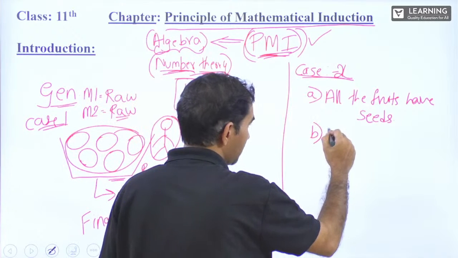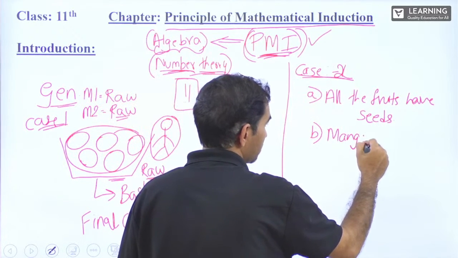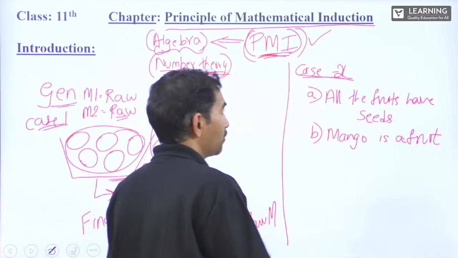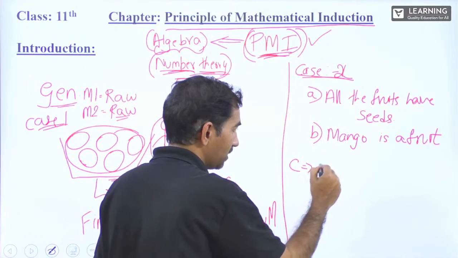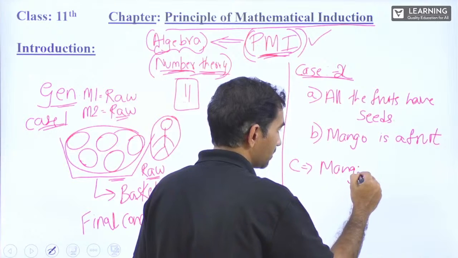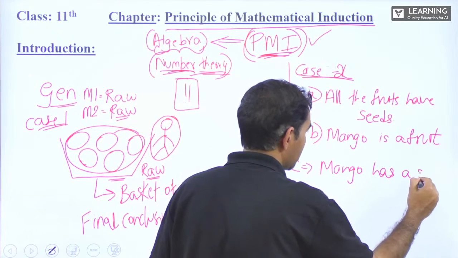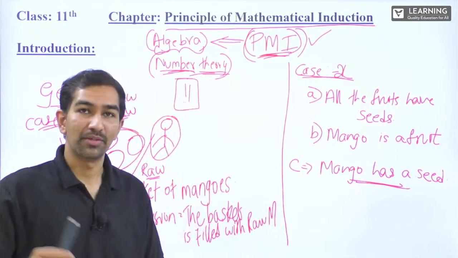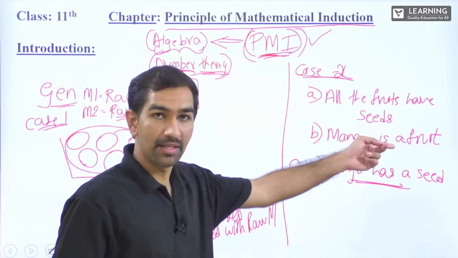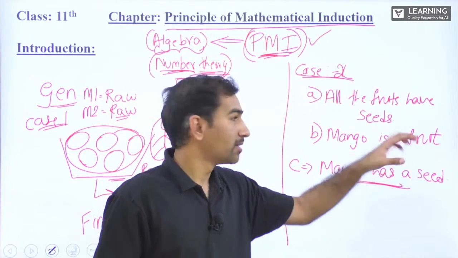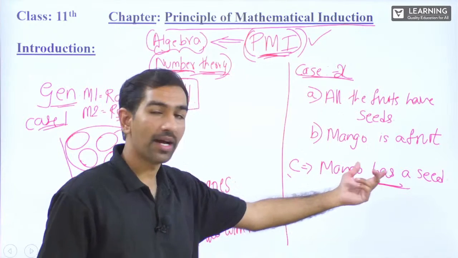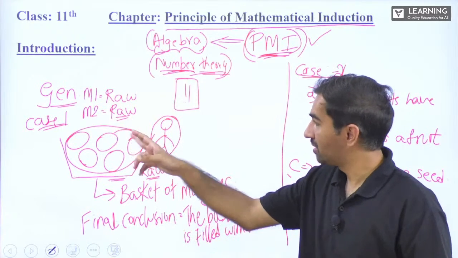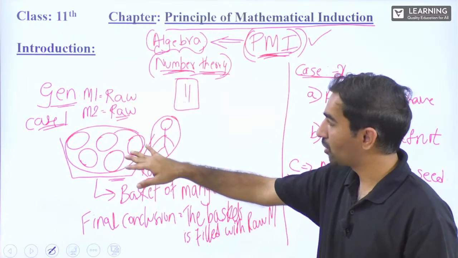Next, B, mango is a fruit. So from these both statements, what can we derive? Conclusion: mango has a seed. Can we come to this conclusion? Correct. So see this case 2, all the fruits have seeds. Mango is a fruit, we know that. So from these both statements, what can we conclude? Mango has a seed. Here what happened on this side? 2 mangoes were raw. He came to a conclusion that all the mangoes are raw inside the basket.